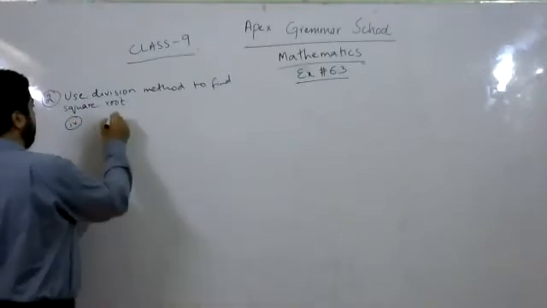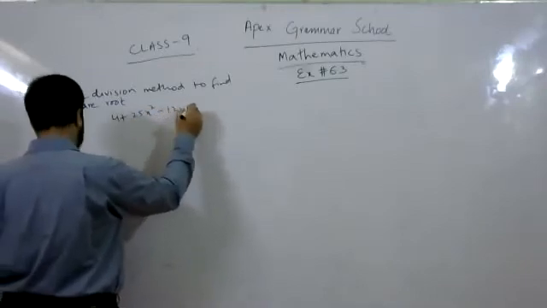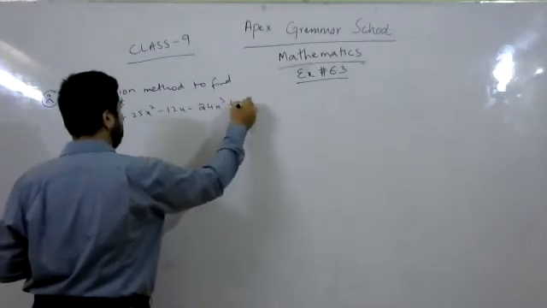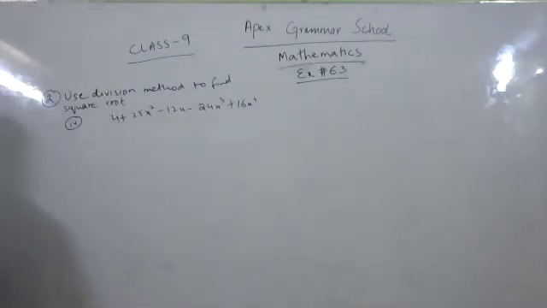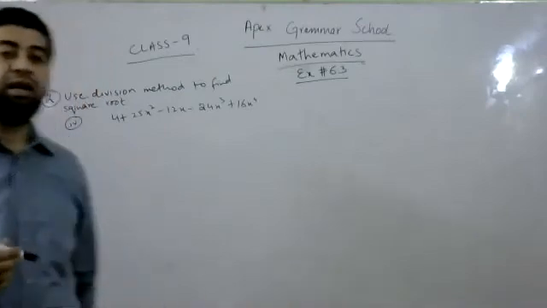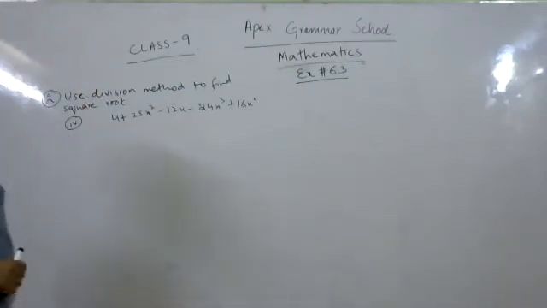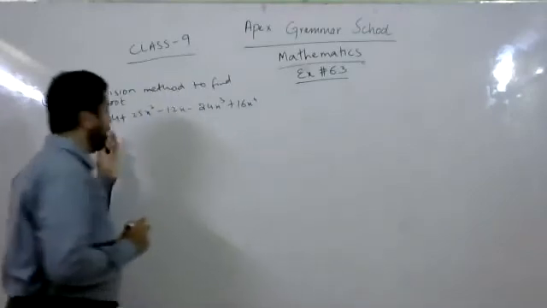That is 4 plus 25x squared minus 12x minus 24x cubed plus 16x raised to power 4. You need to find the square root of it. First of all, you need to arrange the terms. In the previous questions, all the values were arranged. But in this question, all the values are not arranged. First of all, you need to arrange it.